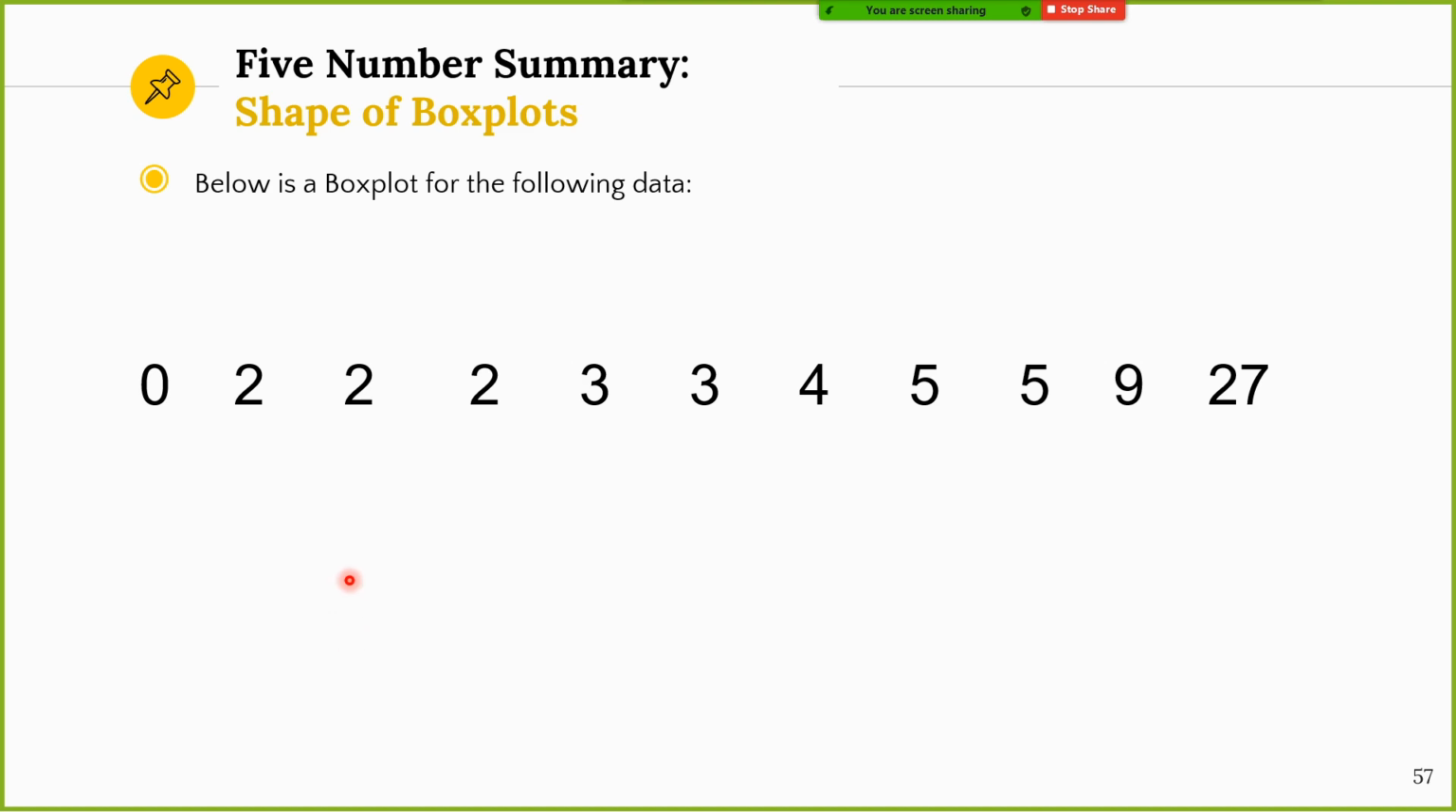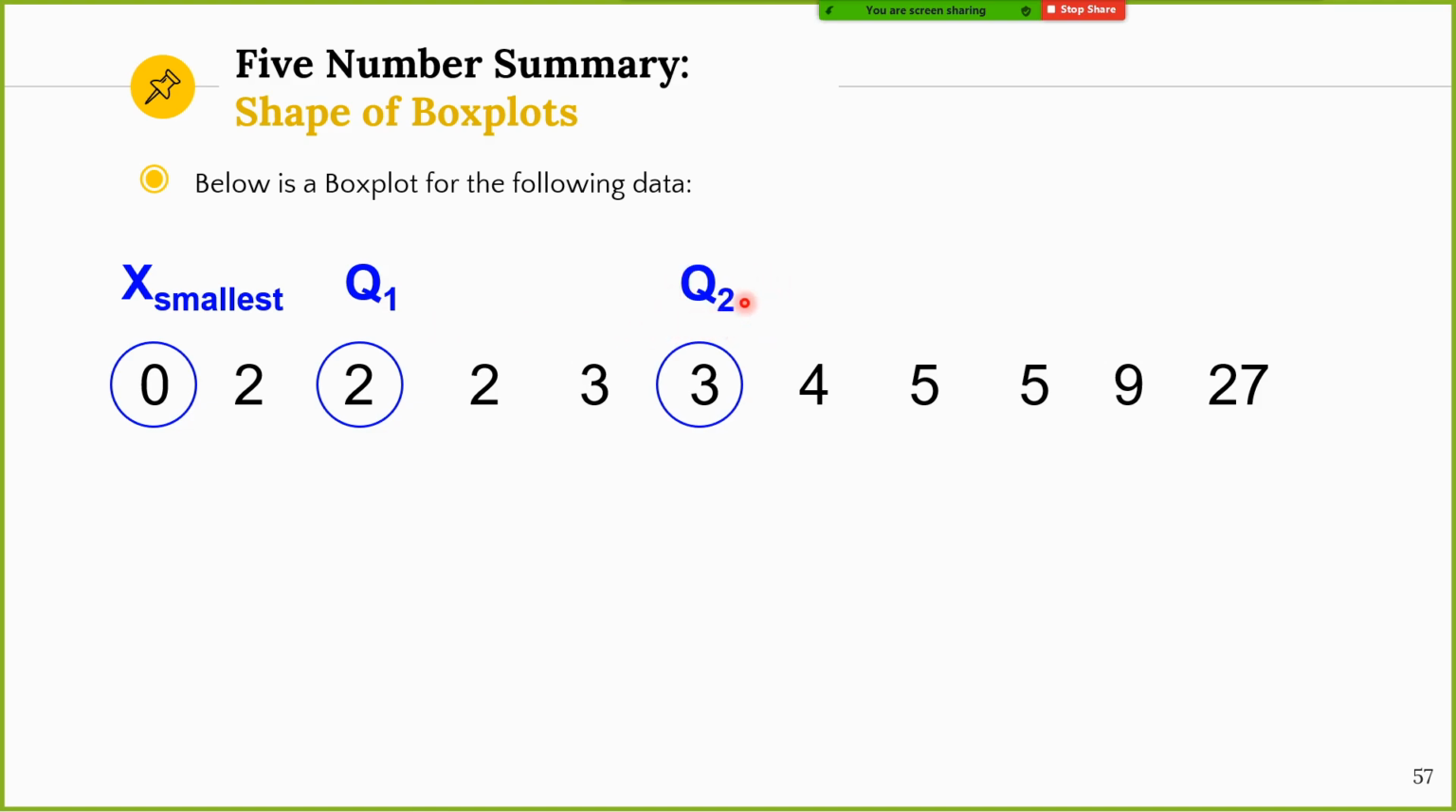Yes. Okay. So you have these numbers from 0 to 27. They are already ordered, ranked from the smallest to the largest. From this, we already have the smallest number, right? Then we can also calculate the Q1, and we also have the median, the Q2. And we have the Q3, and we also have the largest. So based on this data, we already have the 5-number summary. Based on this, we can create the smallest here.